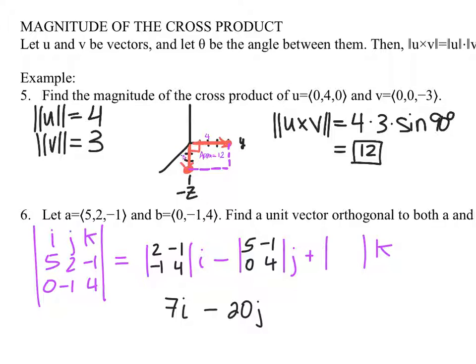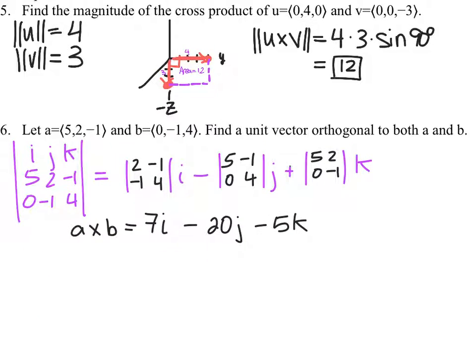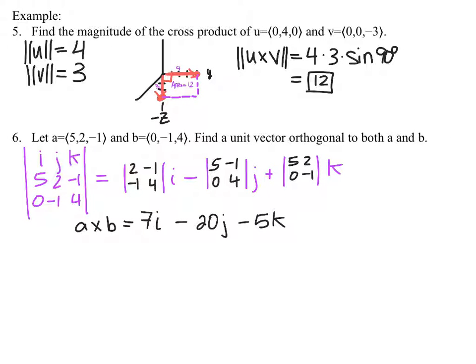And then for the k, ignore the k row and column, so 5, 2, 0, -1. So again, we have a nice looking 0 in there, which means the diagonal down is the only thing I'm caring about, so -5k. All right, so that's the cross of A and B, or U and V if you want that notation.